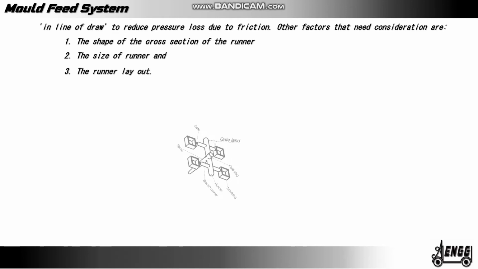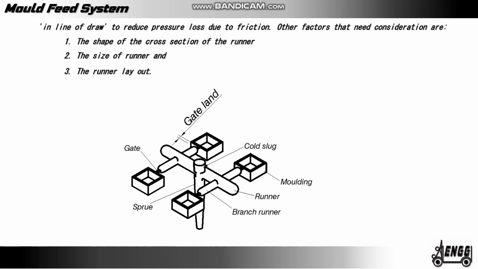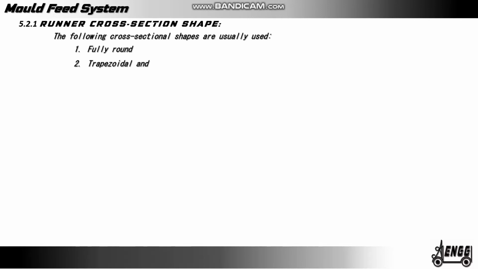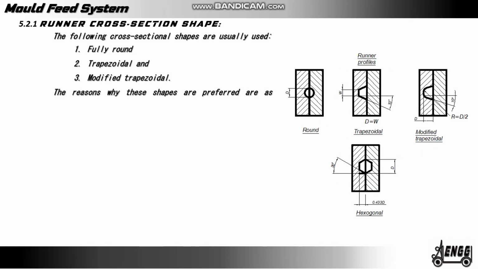In this picture we can see the gate length, gate, sprue, branch runner, runner and molding. Runner cross section shapes. The following cross sectional shapes are usually used: 1. fully round, 2. trapezoidal and 3. modified trapezoidal. The reasons why these shapes are preferred are as follows.